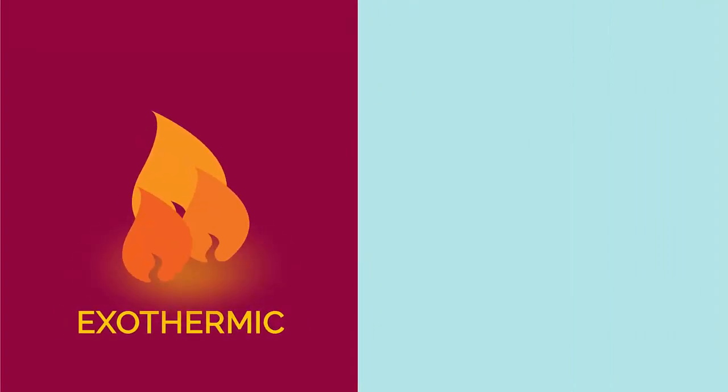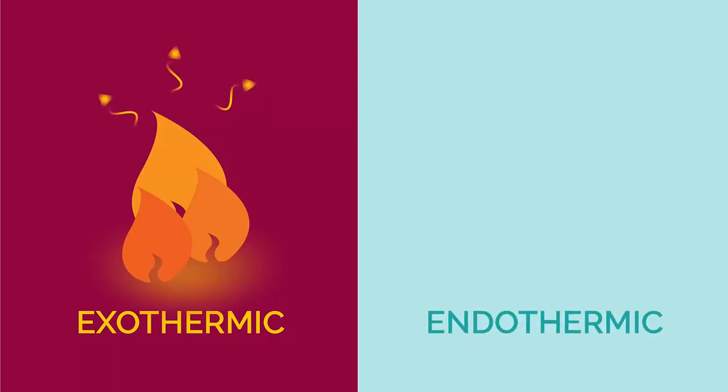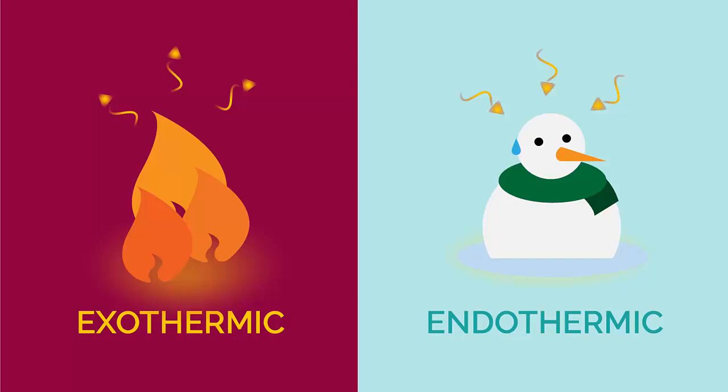An exothermic reaction gives off energy to the surroundings, like this fire giving off heat, whereas an endothermic reaction takes in energy from its surroundings, like this poor melting snowman taking in the heat. Just remember, exo means external, so giving out, and endo means internal, so taking in.